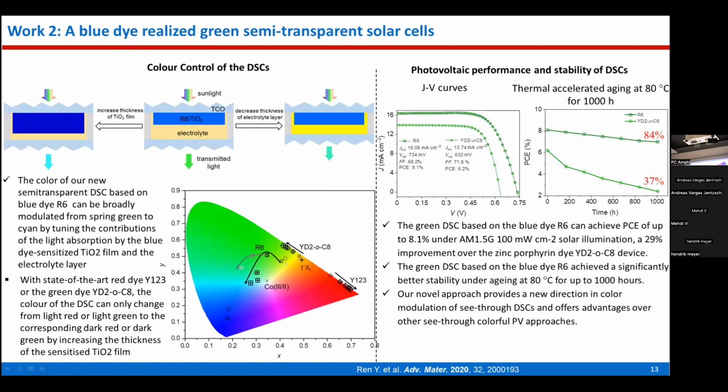But if we use the classic red dye, the state-of-the-art porphyrin dye, the color tuning is narrower. Also, compared to the state-of-the-art dye device, our new green semi-transparent DSC based on our R6 dye has its efficiency improved by 30%. Also, you can see that it has a significantly superior stability. This is more important.